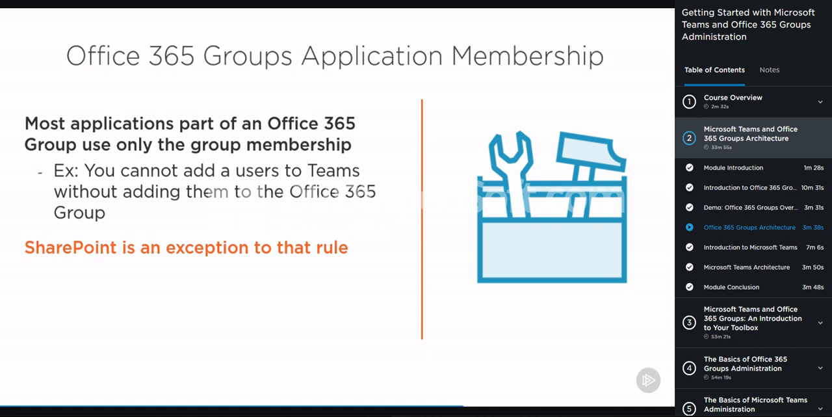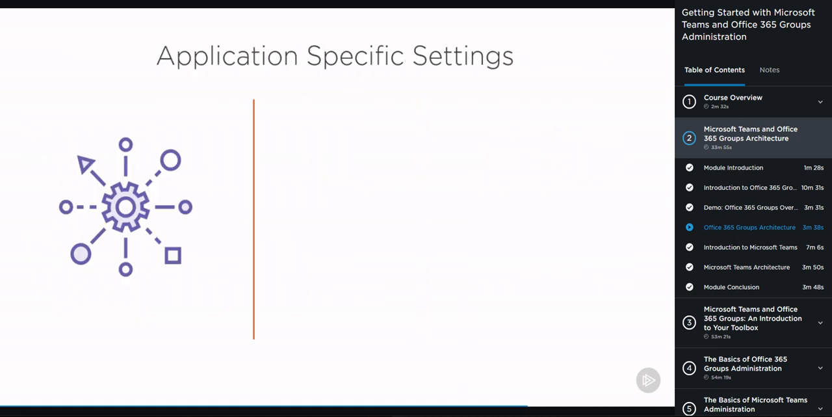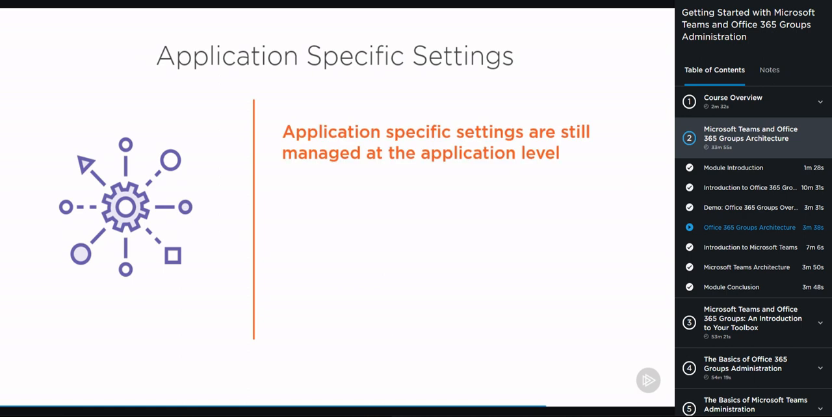Also, what about application-specific settings? The settings for applications part of the Office 365 group are still managed at the application level. So for example, if you wanted to have a mail tip for the mailbox of the group, you would do that in Exchange Online. If you wanted to change the SharePoint Online storage quota for the site, it would be in the SharePoint Online Admin Center. If you wanted to change the policy about users being able to delete messages inside Teams, it would have to be in the Teams Admin Center. So even if the group is together, there's still application level settings that you can configure in the applications themselves.